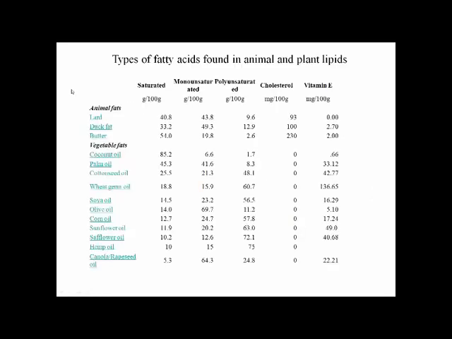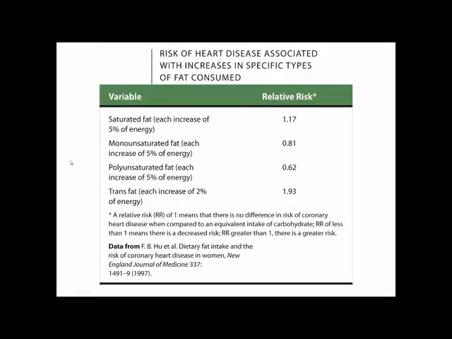If you take a look at a table of all the different types of fatty acids, notice that the animal fats tend to have, on average, more saturated than unsaturated fatty acids. And you can take this as a percent because it's grams out of 100 grams, so 40.8% saturated fat. And butter, 54% saturated fat versus the unsaturated. Vegetable oils, on the other hand, with the exception of coconut and palm oil, tend to be more unsaturated fats. Now, this is important because saturated fat increases your risk of heart disease.